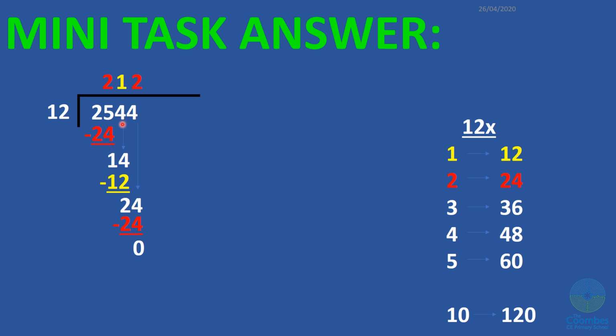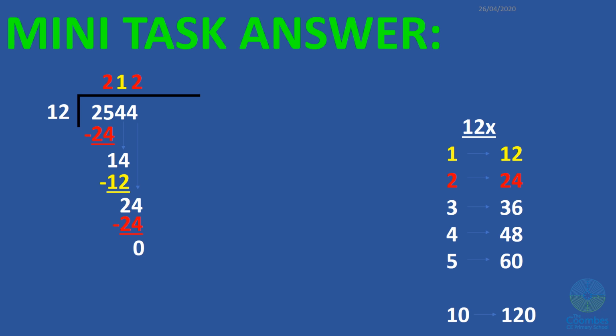I'll drop down this 4 to add to the 1 and read it as 14, and ask myself the same question: how many lots of 12 are in 14? If I go to my times table, I'll see 1 lot of 12 is 12, so I'll take away the 12 from the 14, and if I do that, 2 remain.